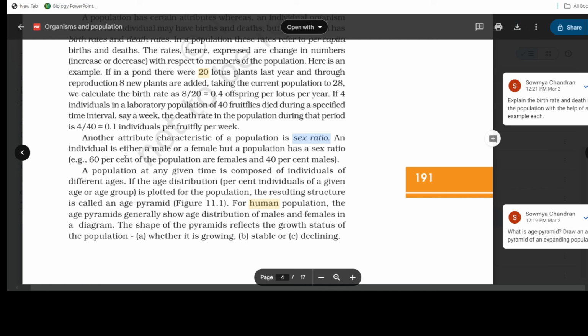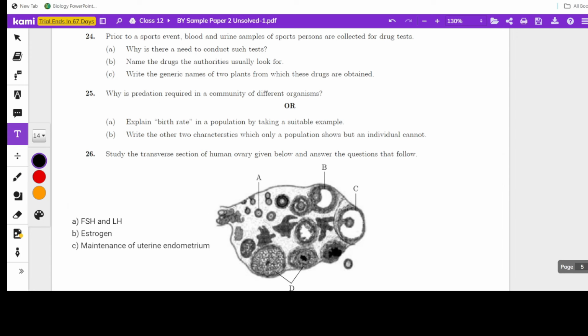Sex ratio is one of the attributes, and then comes the age pyramid. It goes with the population, not with individuals. You have to write what sex ratio stands for and what the age pyramid is. A precise explanation will do. Now, next question.